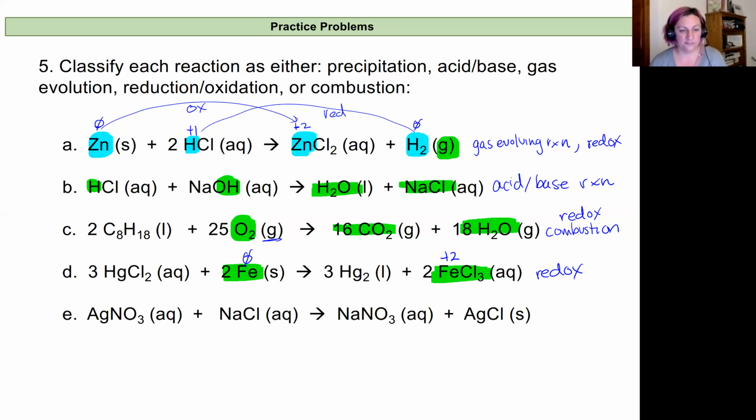Okay, last one. So looking at our last one, I see a lot of aqueous phases, but my eye is drawn to this solid phase in one of the products. So immediately I'm like, maybe a precipitation reaction. I can then take a look at it and see that the solid that I have here is coming from the anion of one of my reactants and the cation of the other. So this is then a double replacement or precipitation reaction. And either assignment is fine with me.